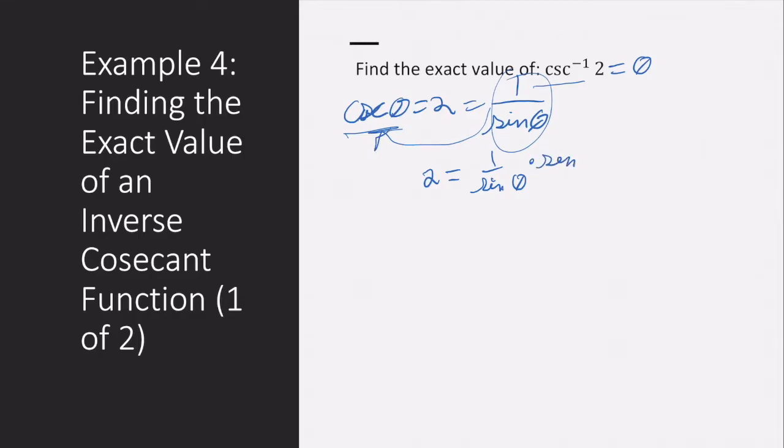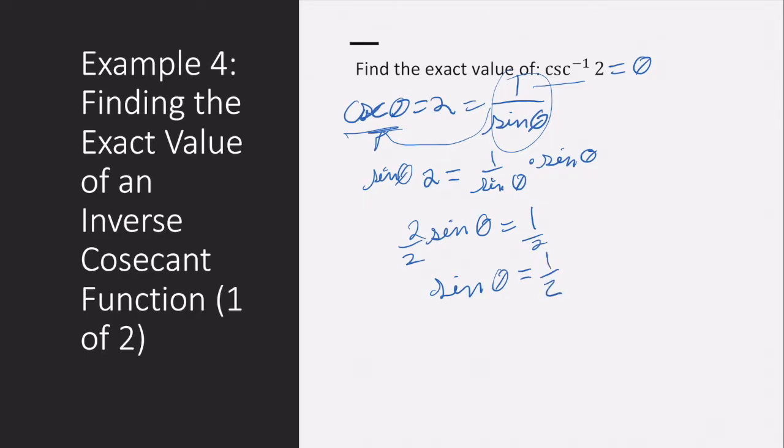I multiply both sides by sine of theta. I get 2 sine of theta is 1. I divide both sides by 2. So we find sine of theta is 1/2.